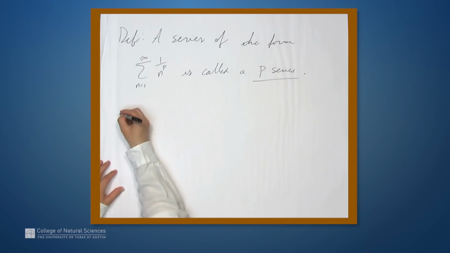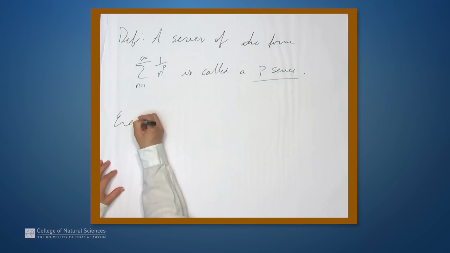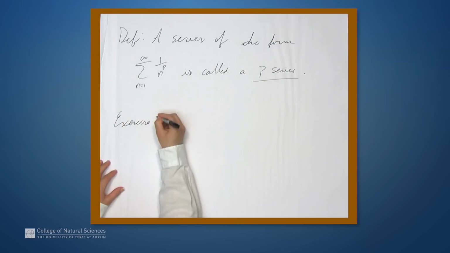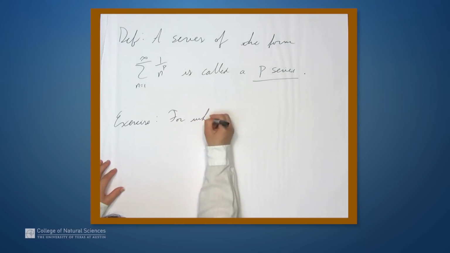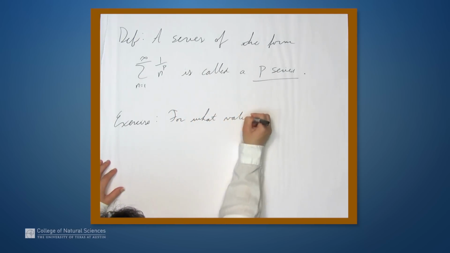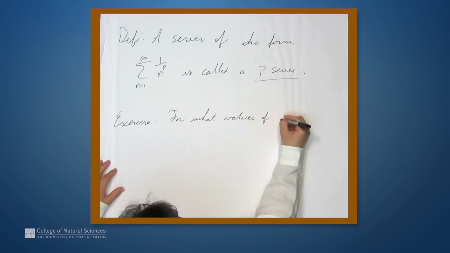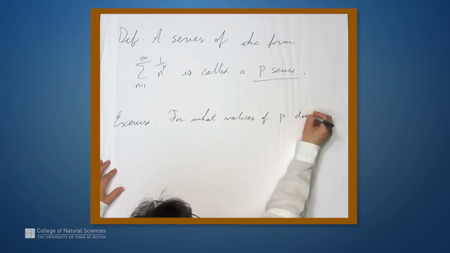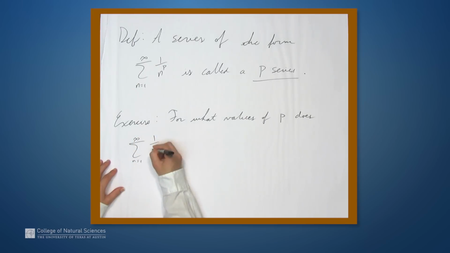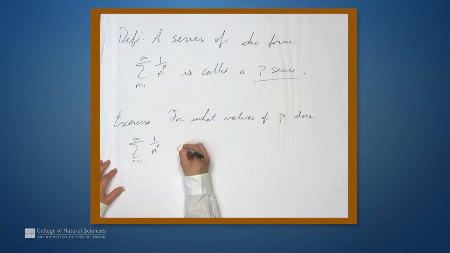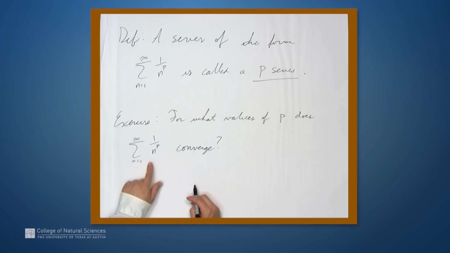And I'll leave you with an exercise. For what values of p does this series, n equals 1 to infinity, 1 over n to the p, converge? And you should also figure out, as part of this problem, for which values of p this series diverges.